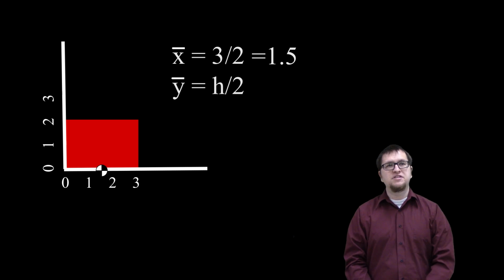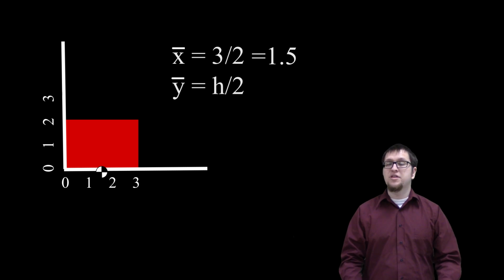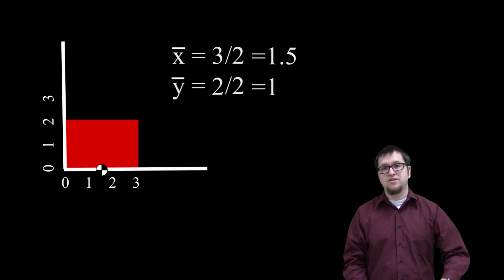So now we need to find out where the centroid is along the y-axis. We're going to use the second equation for this. You'll notice that we've got y with a line over it equals h divided by 2. Well, the height of the square is 2, so we plug that into the equation. 2 divided by 2 equals 1. So we know that the centroid must be at the first position along the y-axis.